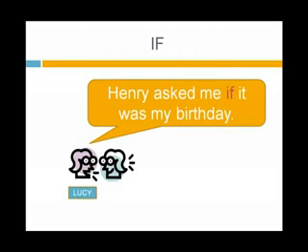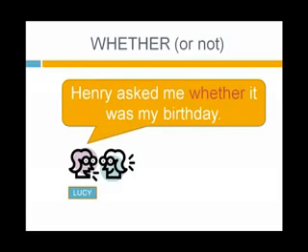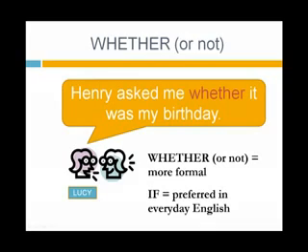To report yes-no questions, we need the help of if. We place it before the question we are reporting. Henry asked me if it was my birthday. We can also use whether or not, or simply whether. Henry asked me whether it was my birthday. Henry asked me whether or not it was my birthday. There is no difference in meaning between if and whether, but there is a difference in level of formality. Whether is considered more formal, so in everyday English we use if most of the time.